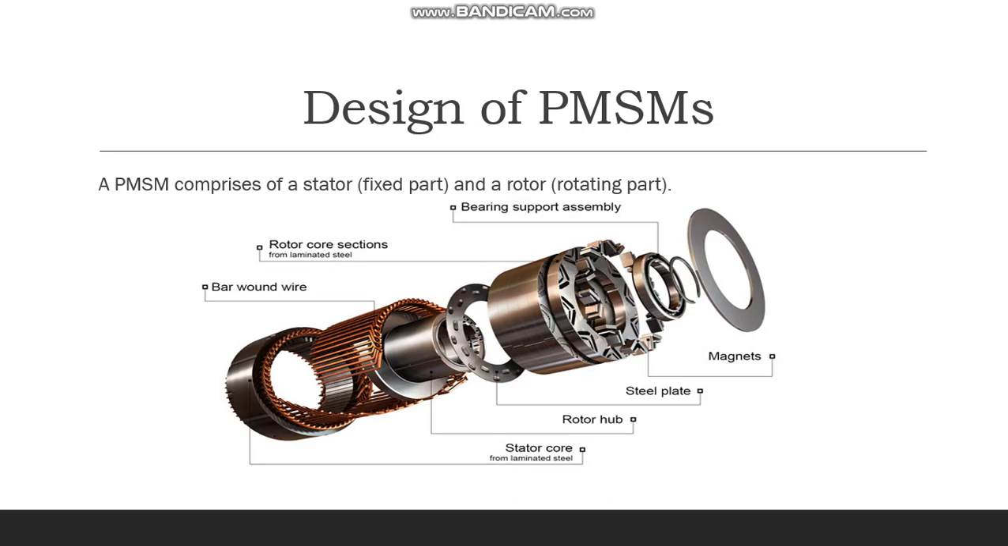Moving on, the design of the PMSMs. The design of a PMSM is basically the stator and the rotor, which is the rotationary part, and stator which is the stationary part. So we can see the rotor at the top of the diagram where there can be seen the magnets on the sides as well. The rotor hub is shown and the stator is shown at the bottom where it is surrounded by bar wound wire. The rotor core sections can also be seen alongside the bearing support assembly. So this diagram is pretty simple and self-explanatory and tells us how the motor is assembled.